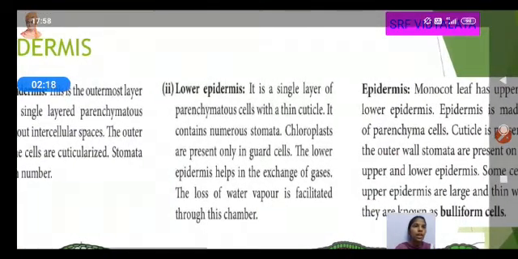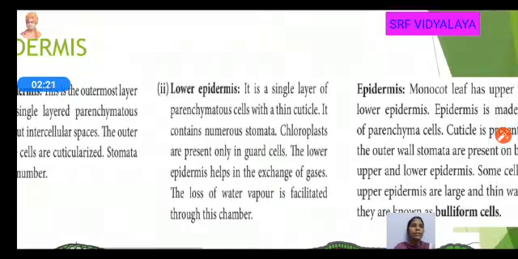Next one is the lower epidermis. The lower epidermis is the lower side of the leaf. It is also made up of a single layer of parenchymatous cells with thin cuticle and it contains numerous stomata. When compared, the number of stomata is lesser in the upper epidermis and more in the lower epidermis. Here the function is the exchange of gases and loss of water vapor. So it monitors the transpiration level.